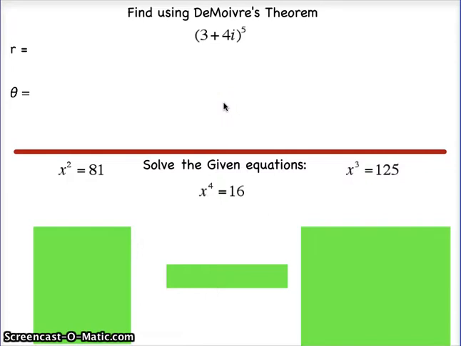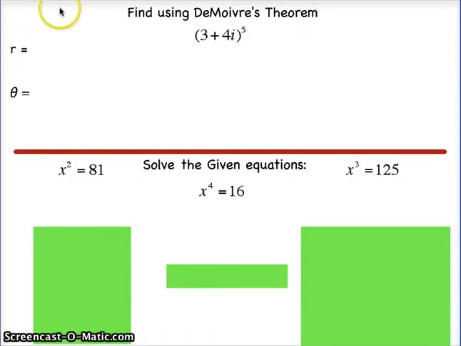So the first thing we want to remember is how to use DeMoivre's theorem. Looking at a complex number like 3 plus 4i to the fifth, distributing 3 plus 4i times itself over and over again is a lot of work. So a better idea is to convert 3 plus 4i into a trig form complex number. First thing we need to know is, what would the radius be?